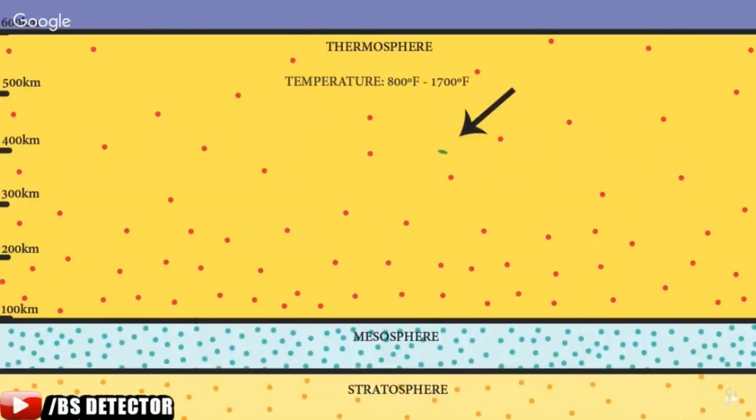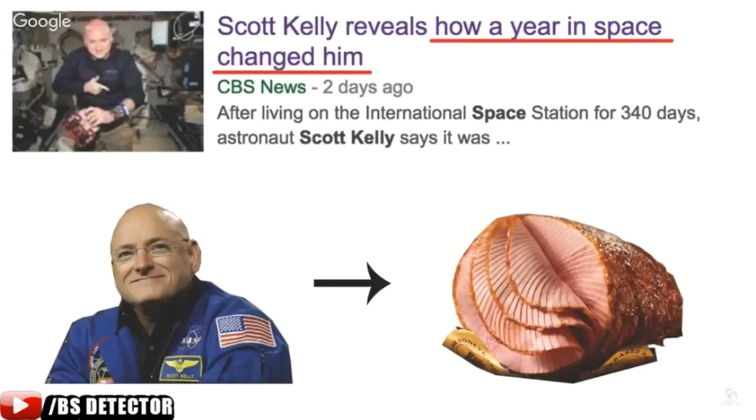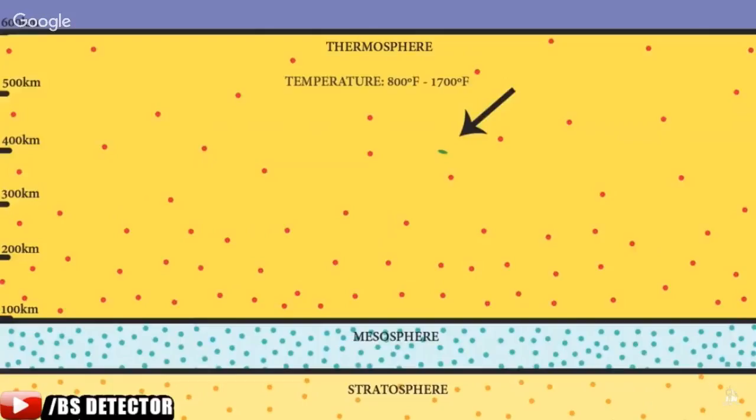Scott Kelly should be a honey baked ham right now, shouldn't he? He was in space for a year in that temperature. I mean, how good is metal as a conductor? You tell me. Metal attracts the heat. It's a great conductor. So help me understand why this dot doesn't get hot. Is there an invisible force field around it? Because that's your logic.